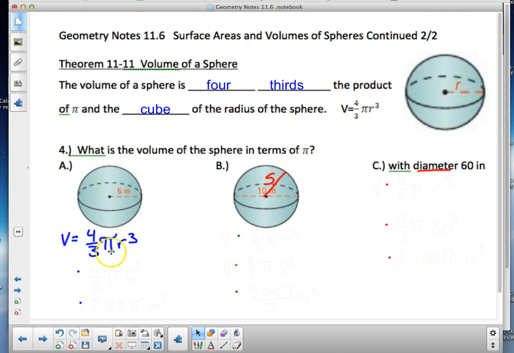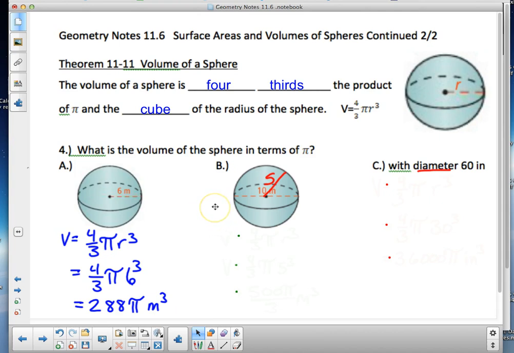So write down your formula, volume equals 4/3 pi r cubed. Find r and cube it because it's volume. Volume's cubed, area is squared. And we've got 6 cubed, and we evaluate on a calculator, and we're supposed to do it in terms of pi, so it's 288 pi meters cubed.